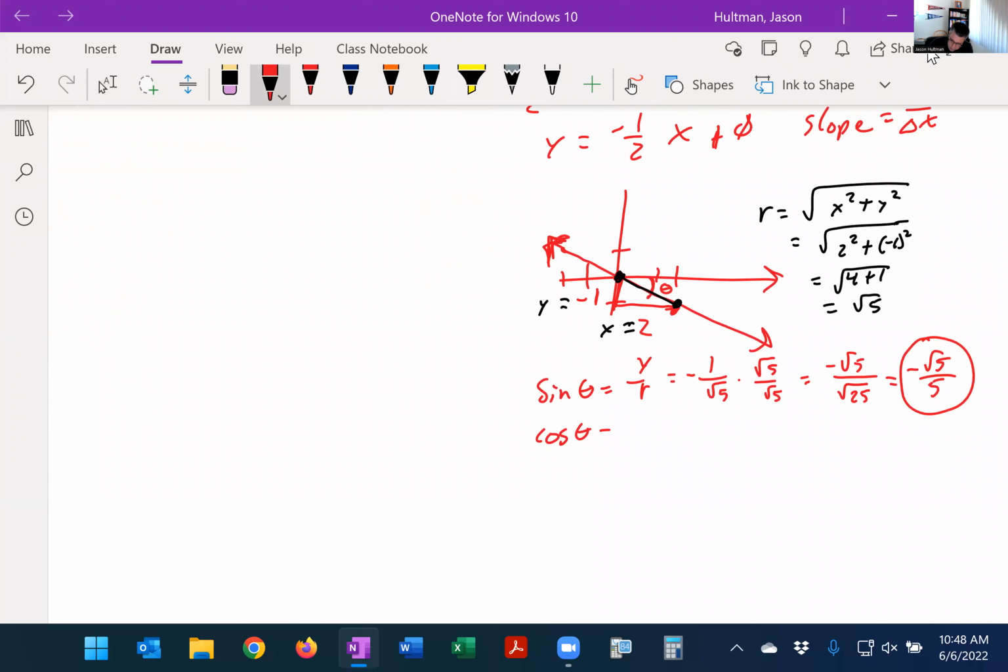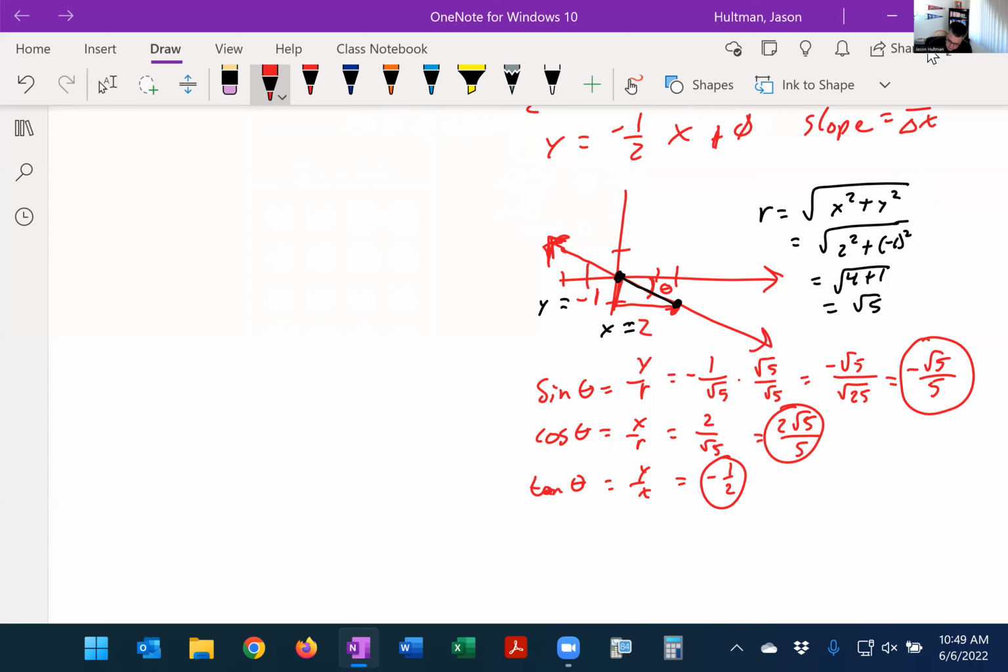Cosine of theta is going to be x over r. So this is going to be 2 over radical 5, and we can do that same trick of radical 5 over radical 5, and that gives us 2 radical 5 over 5. The tangent of theta was just y over x, which is synonymous to our slope. And so that just equals -1/2. Okay, so that's that guy. Now I just need to find the reciprocals of these.